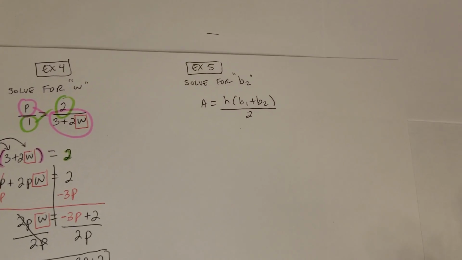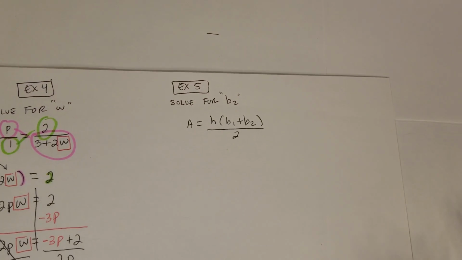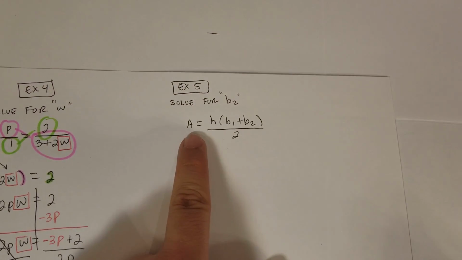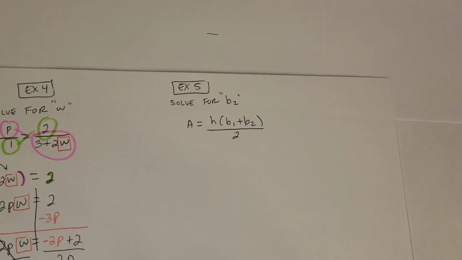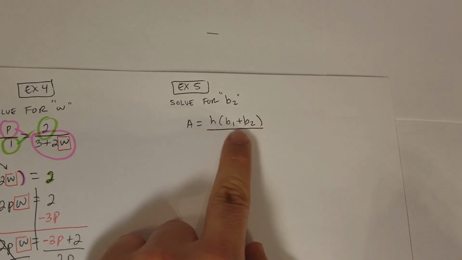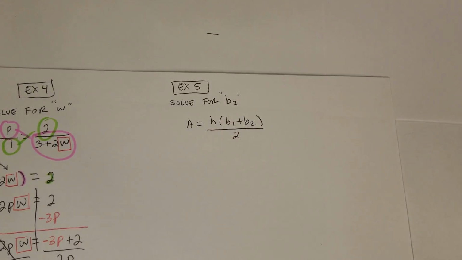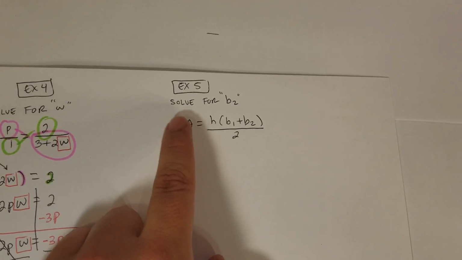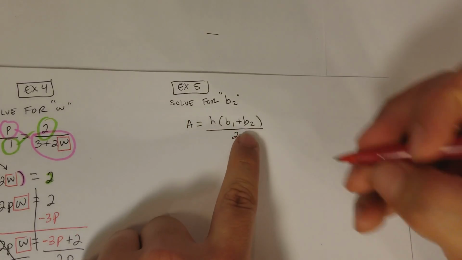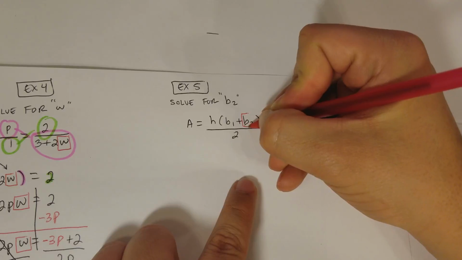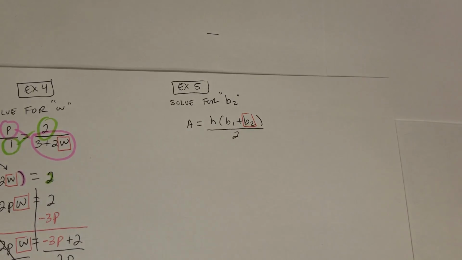All right, one last example. So the last example is basically a formula for area. This is actually the area of a trapezoid. It's a height multiplied by base 1 plus base 2 divided by 2. So the whole idea here is trying to get the b2 by itself. So we want to get this guy alone on one side.